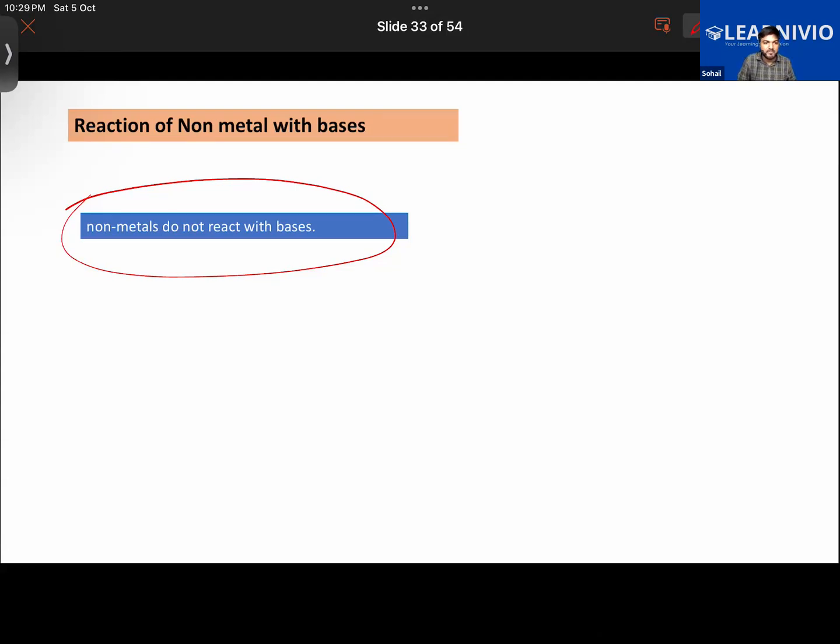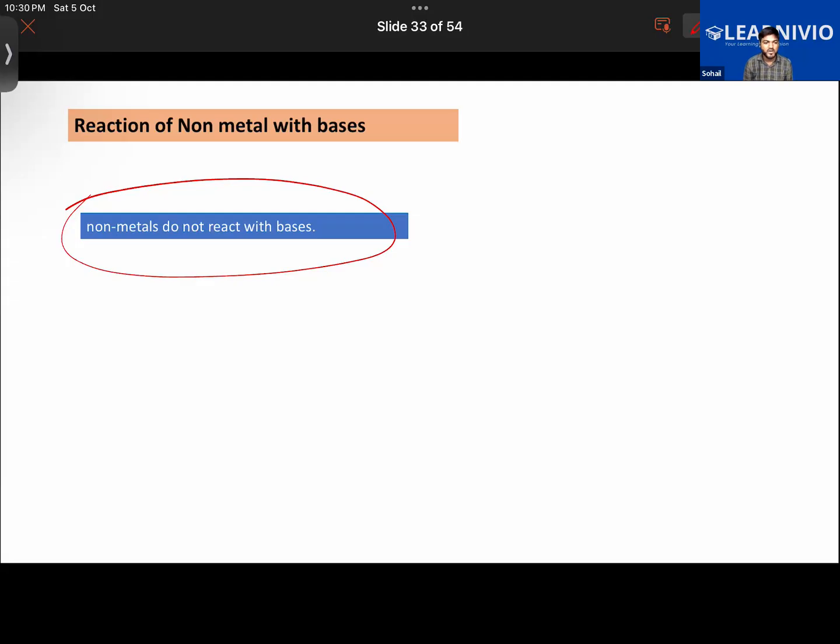Do tell me what will happen when metals react with oxygen. They form oxides. What kind of oxide? Acidic or basic? It's a metal oxide, basic. What about the reaction of non-metals with oxygen? It will be acidic. Okay. And will all the metals react with oxygen? No. Gold and silver do not react with oxygen, as I told you.